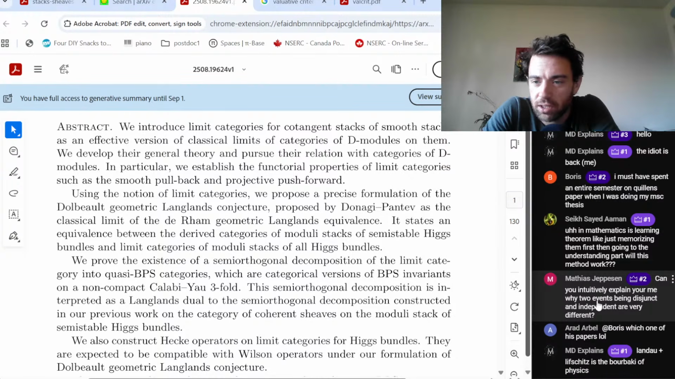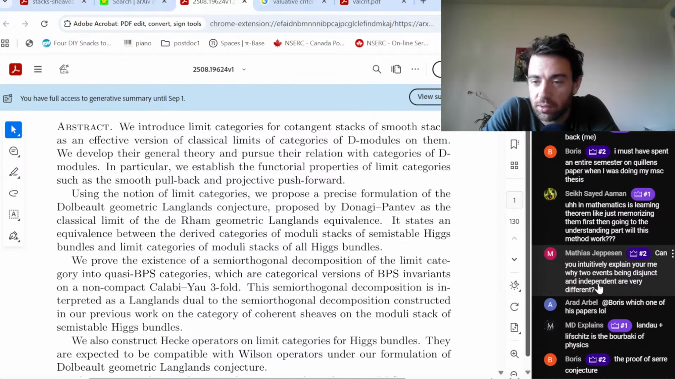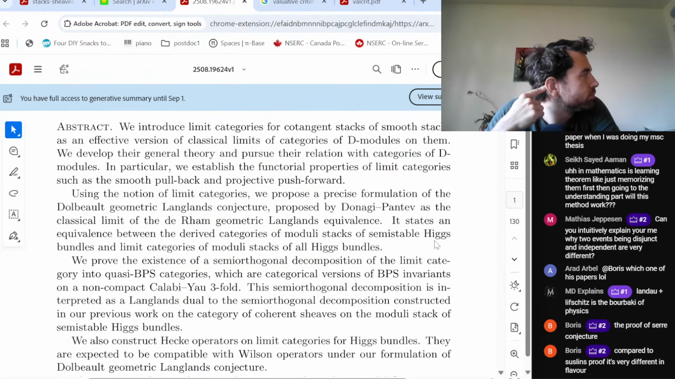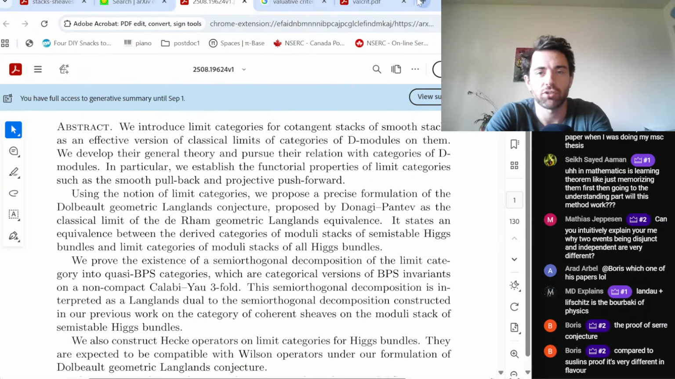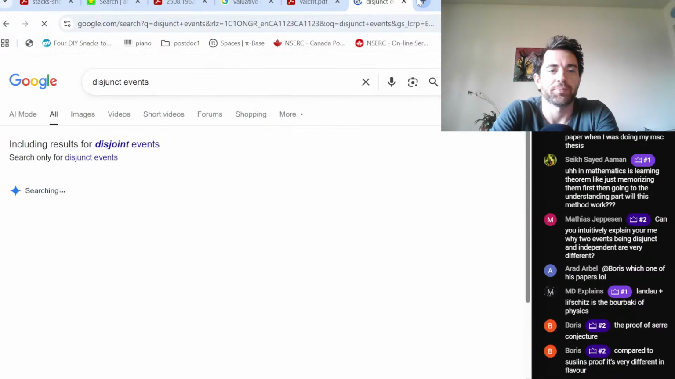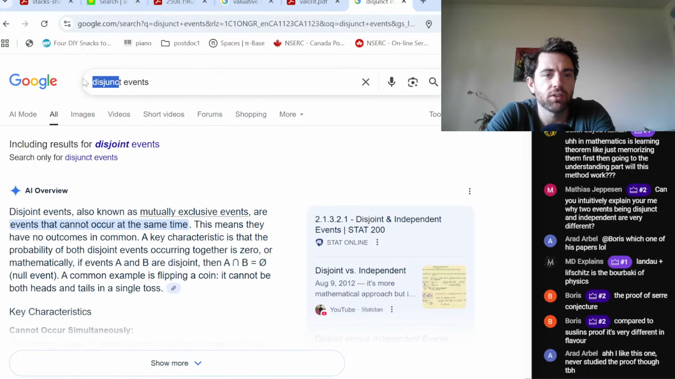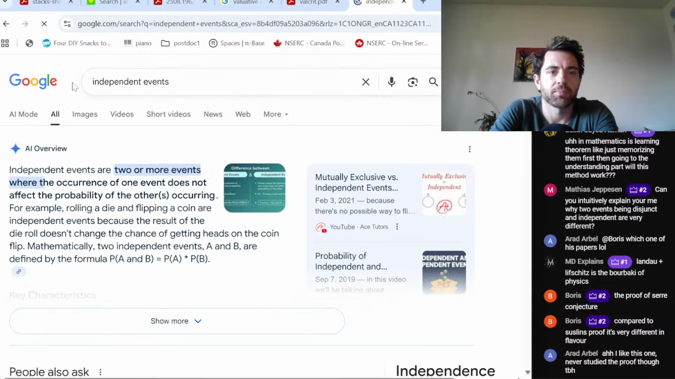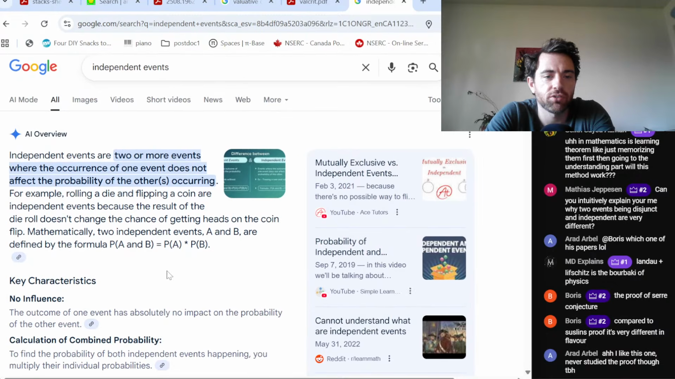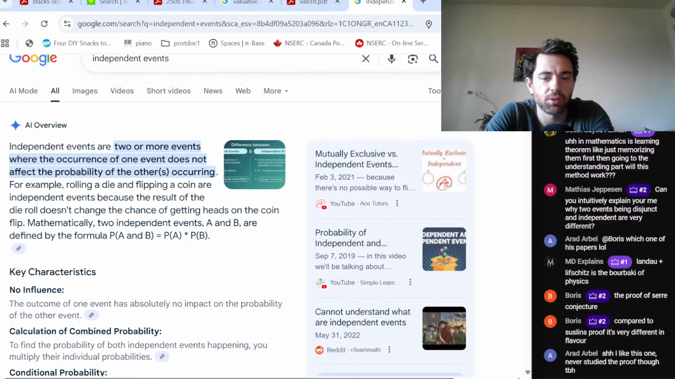Can I intuitively explain why two events being disjunct and independent are very different? Well, what's the definition of disjunct events? It just means the intersection of the sets is empty? Okay. And let's see, independent events. Right, so that's a very different thing. Can I explain intuitively why two events being disjunct and independent are very different?